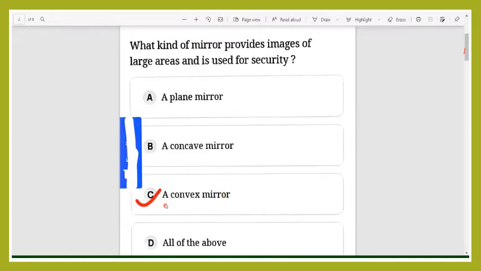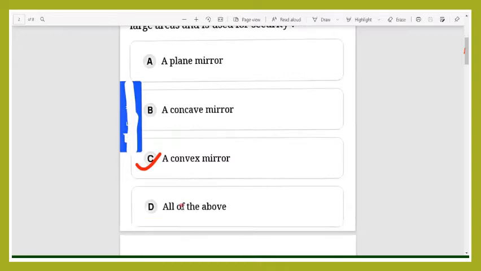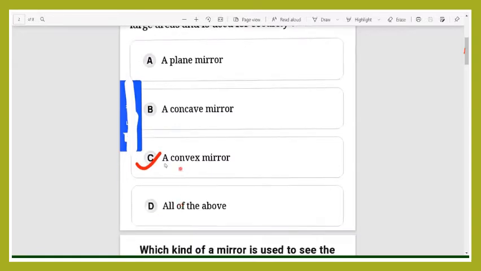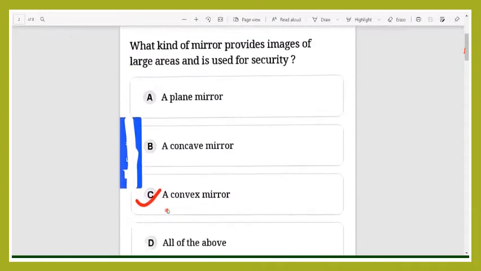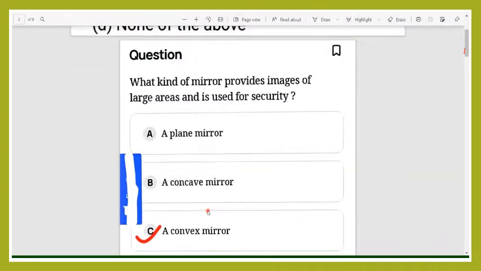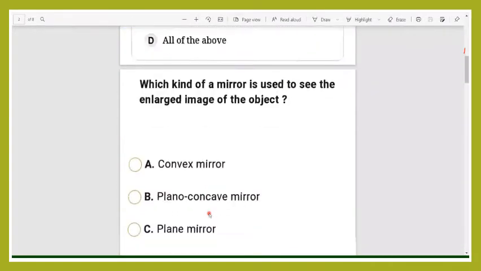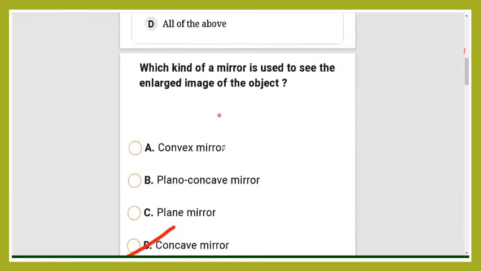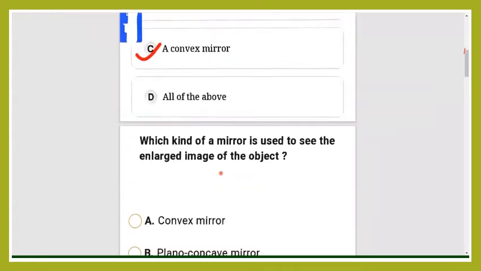Just like a convex mirror is used in case of rear view mirror for vehicles, in the same way it is used as a security mirror also. So the correct answer is option C, convex mirror. Now, next question that we take up, which kind of mirror is used to see enlarged image of the object?